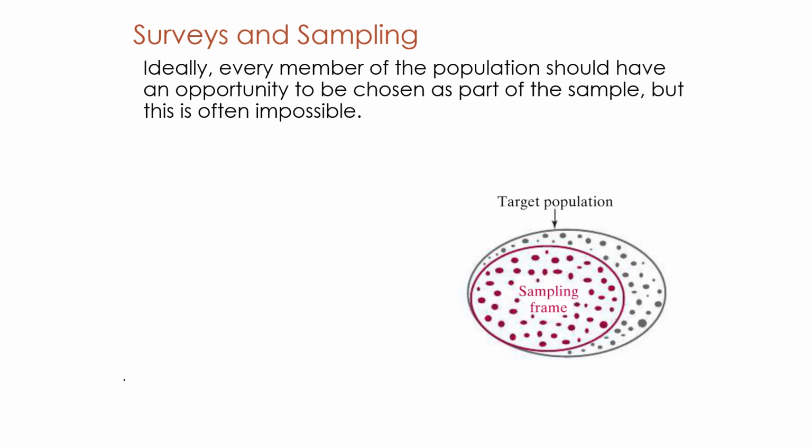Surveys and sampling. Ideally, every member of the population should have an opportunity to be chosen as part of the sample, but this is often impossible.